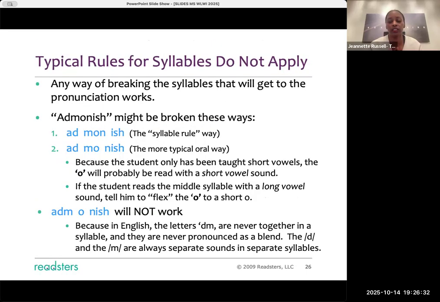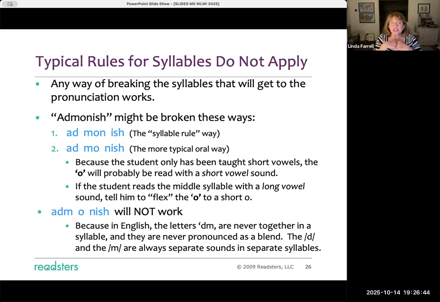Linda and Michael, before you move on, we have a quick question in the chat. It says, I'm curious if Readsters teaches rules during the one syllable stage. We are not rule teachers. We are pattern teachers. We teach patterns, not rules. Anytime we can tell a story, we will tell a story to help the student learn it. But we find that rules get in the way of our struggling readers who have working memory issues, who have language issues, etc. So we teach patterns.